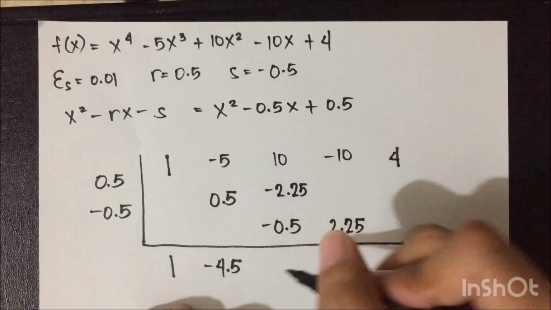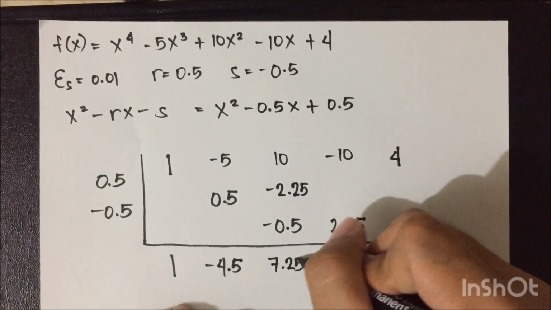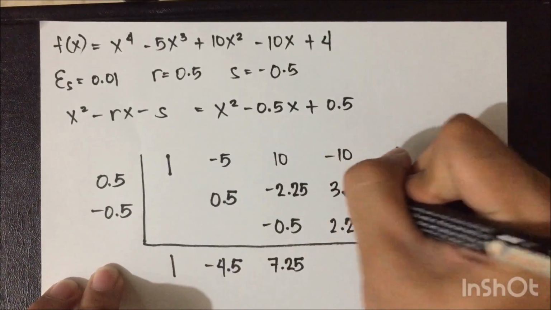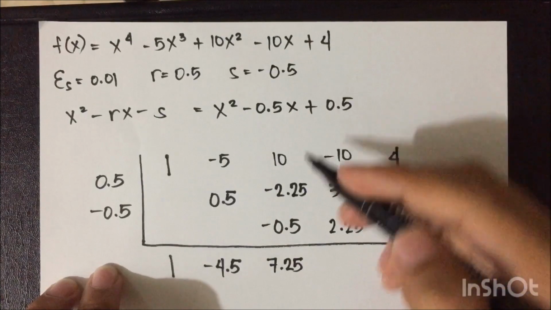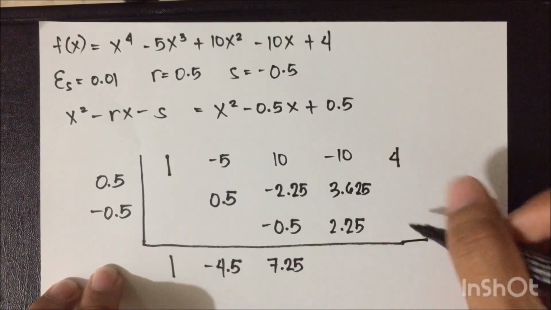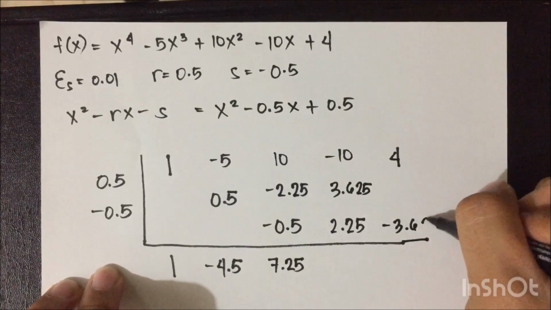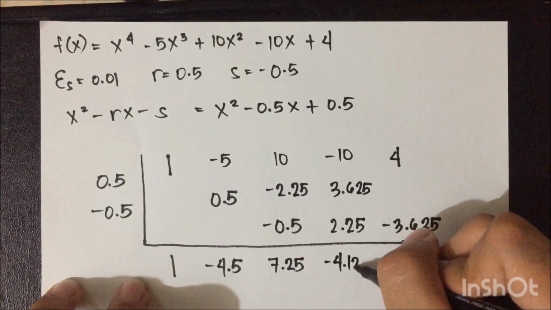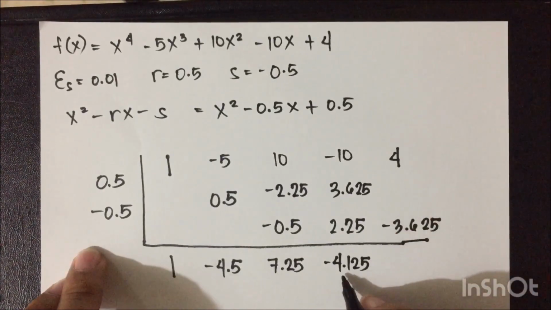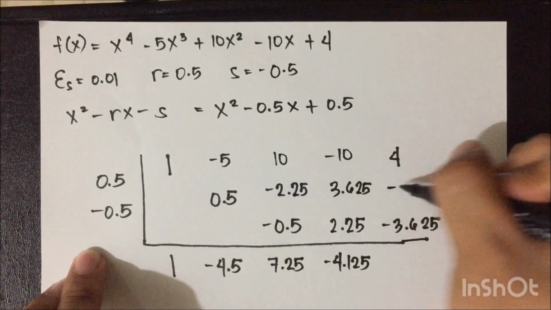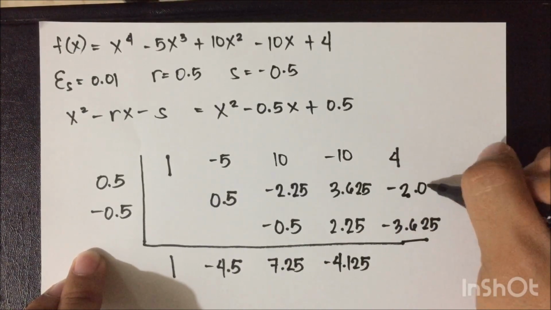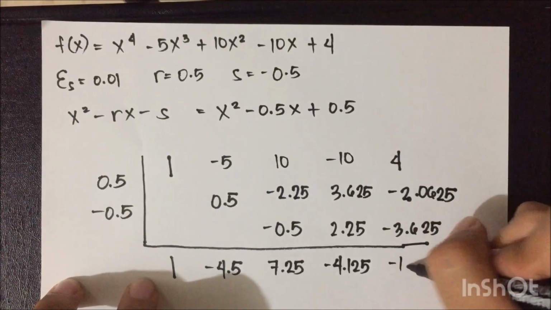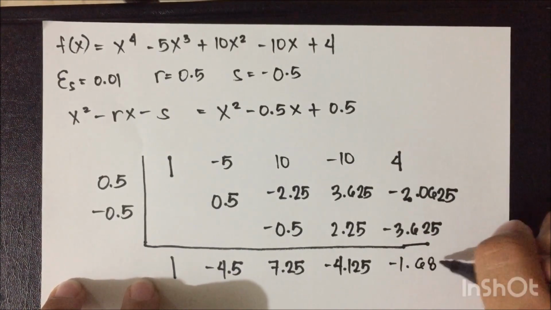Plusin natin yung values na ito, makakuha tayo ng 7.25. And again, 7.25 times 0.5 is equals to 3.625. And times the negative number, negative 3.625. So, sum neto is negative 4.125. Then lastly, negative 4.125 times 0.5 is negative 2.0625. At ang sum neto is negative 1.6875.